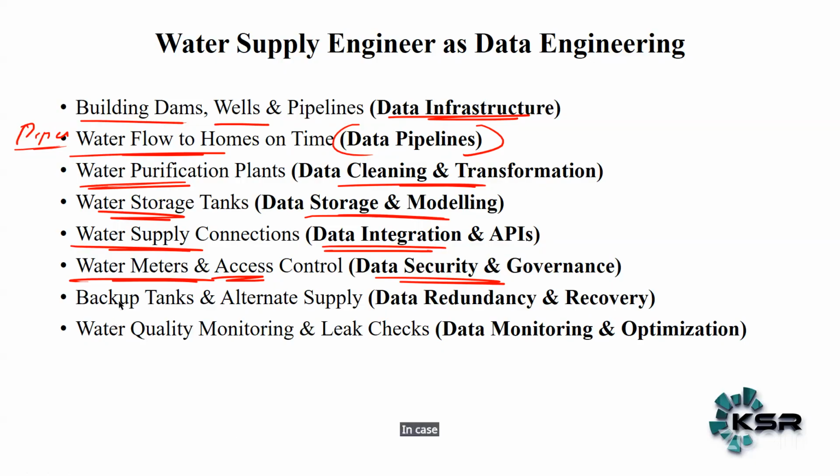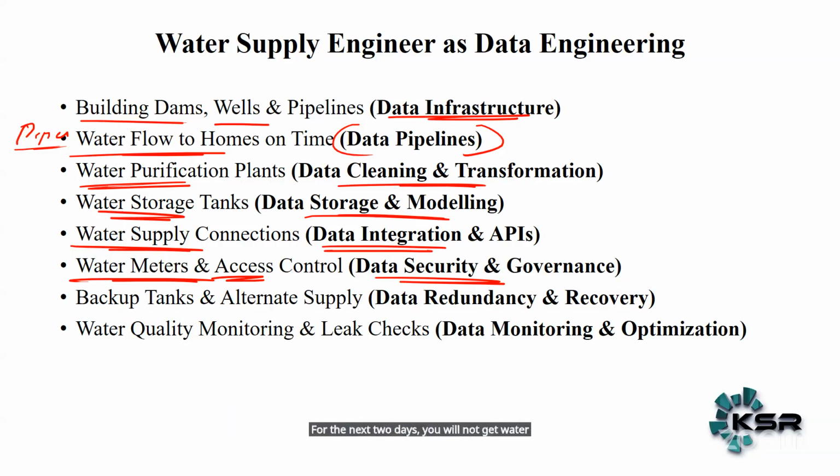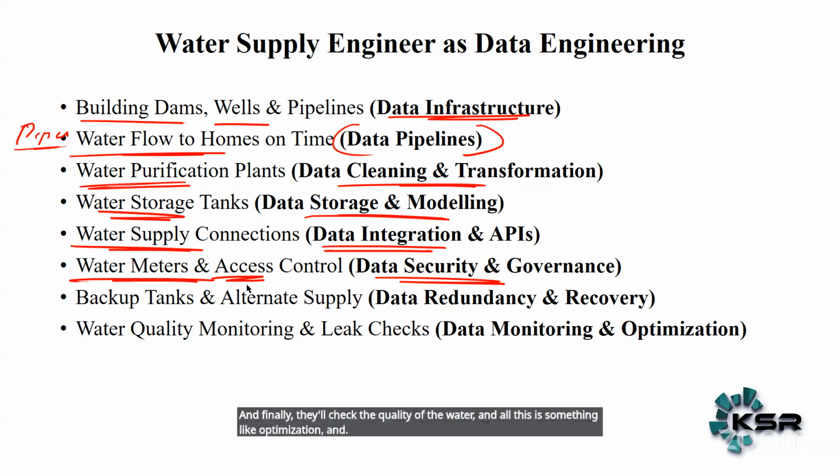In case they're doing some work in the background, like pipe replacement, they won't immediately cut the water. They'll make some arrangements. They'll put it in a newspaper saying that for the next 2 days you will not get water, so please plan for it yourself. And they'll also send some water tanks. This is all called backups. And finally, they'll check the quality of the water. All this is something like optimization and monitoring.